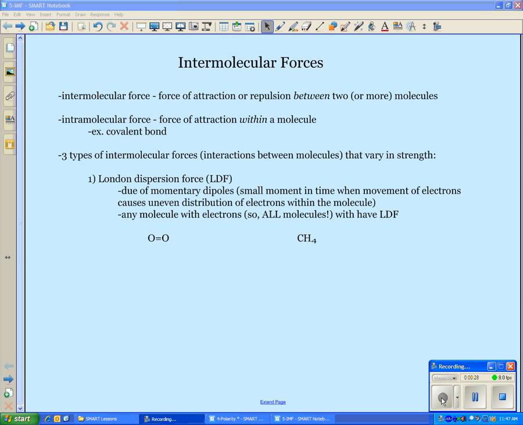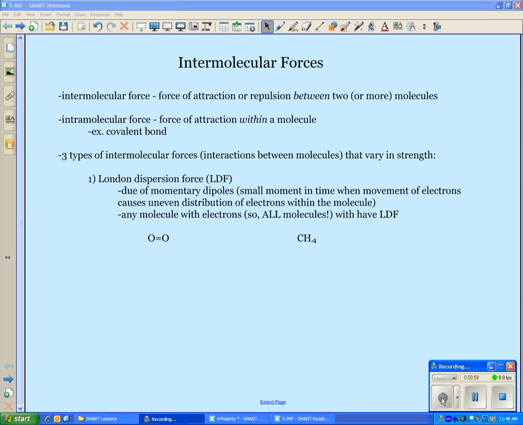makes molecules. There are three different types of intermolecular forces or interactions between molecules, and they vary in strength. The first one is a London dispersion force. This is due to momentary dipoles, which are small moments in time when the movements of electrons cause an uneven distribution of those electrons. So for a very short amount of time, electrons can be more on one side of the molecule than the other.